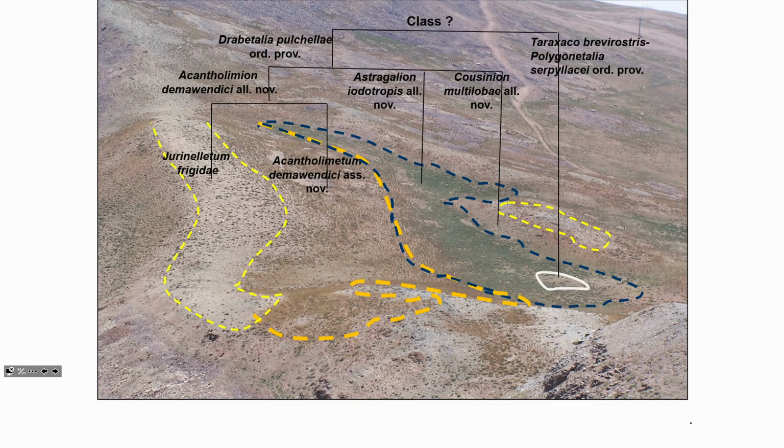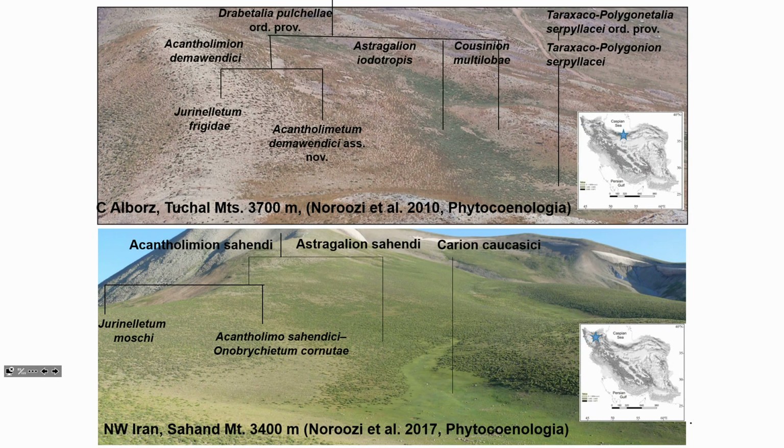This paper we published 15 years ago in Phytocoenologia, classifying different vegetation types. And this is in Central Alborz. This one is in northwest Iran. This paper was published in 2017. But the structure is the same. If you have a look, species are different in some of them, but mostly, again, we have the same genera.